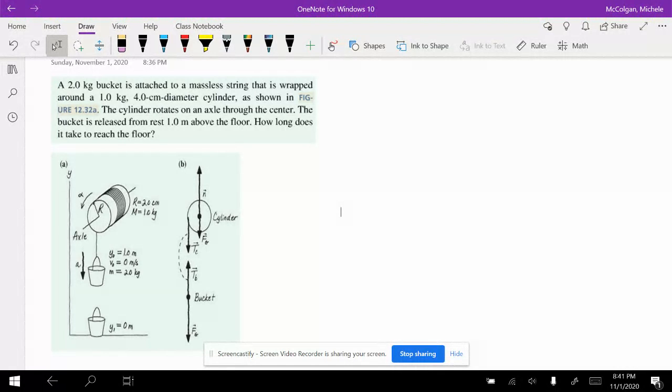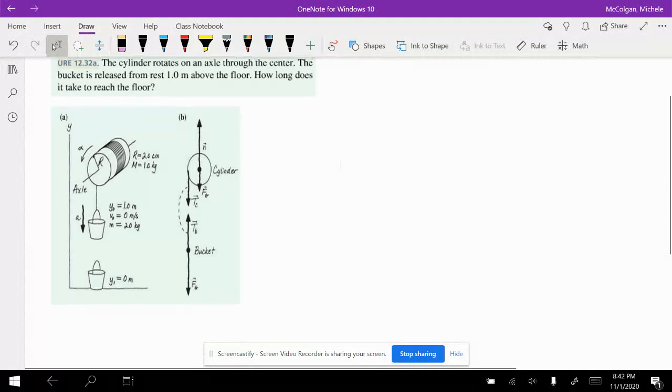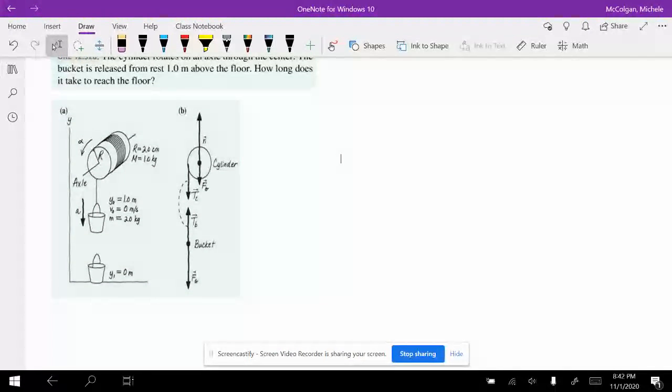Okay, so we already have a picture, which we just took from the example, and we have free body diagrams. Remember, this is a torque problem, so we'll be using something about torque in order to go along with our calculations. The bucket has its own free body diagram, right here. This is the bucket, and this is my cylinder here.